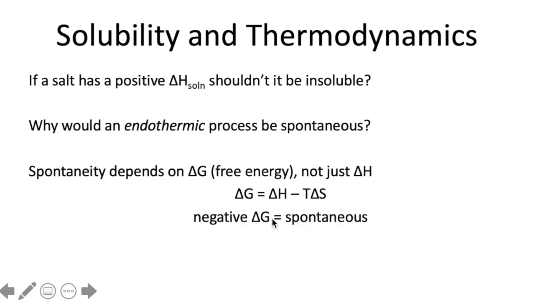Now, depending on whether these agree with each other or disagree with each other, that is, if they're both favorable, like a negative delta H and a positive delta S, then delta G will always be negative and it will always be spontaneous. But if they disagree with each other, like if we have a positive delta H, an endothermic reaction that's not favorable by enthalpy, then in order for it to be spontaneous, we need the entropy to be favorable. And we can magnify the impact of the entropy by increasing the temperature.